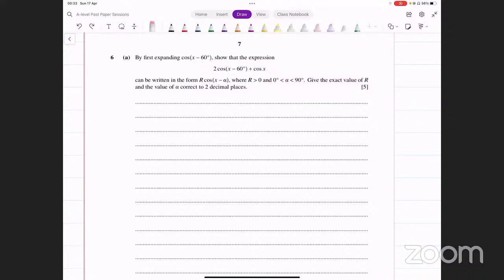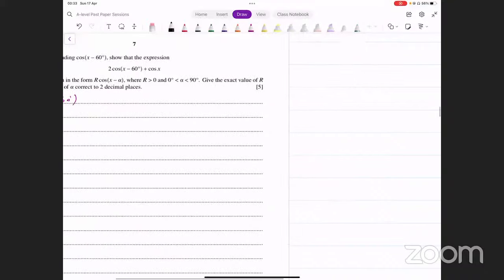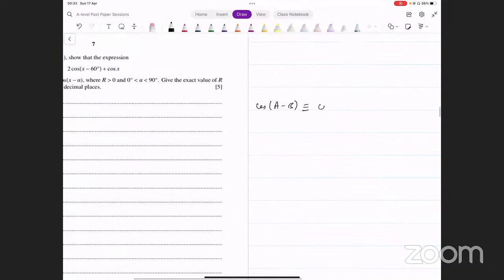First let's expand cos of x minus 60. Let's do that expansion, x minus 60 degrees. What identity do we have for cos? You can look at the formula sheet. It's written in the formula sheet: cos of A minus B is identical to cos A into cos B plus sin A into sin B. That's the identity that we are given in the formula sheet.